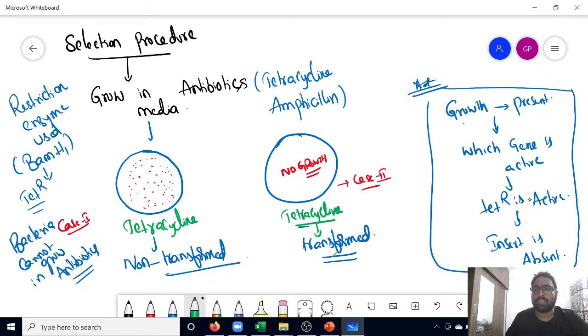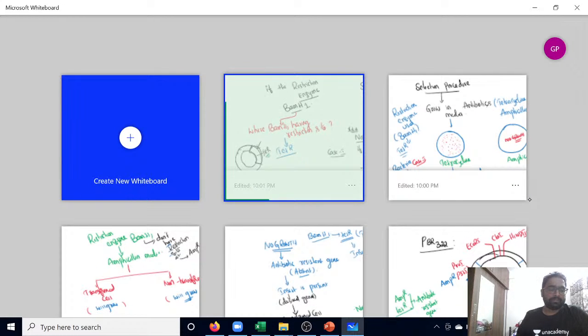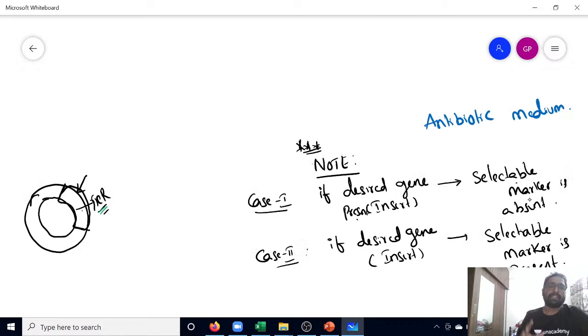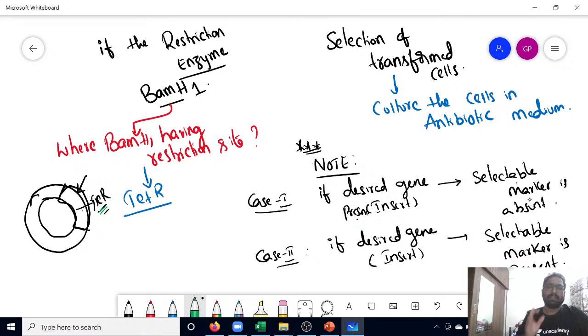So you can keep focus here. Growth is present means the gene is active. Gene is active means insert is absent. Students, it takes some time for you also. So simple logic. Insert is present means, three points you have to keep in mind. First, where the restriction site is. After that, which enzyme you are using. Then insert is present means the selectable marker is inactive. If the selectable marker is inactive, it cannot grow in that media. It cannot grow in that media means our gene is present. Our gene is present means transformed cells.